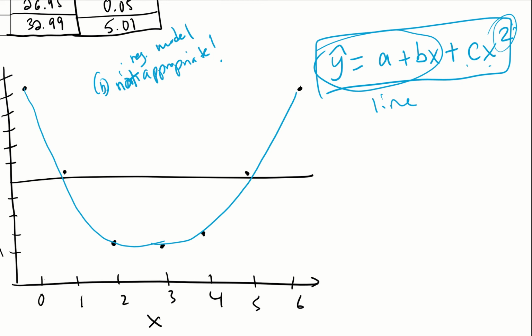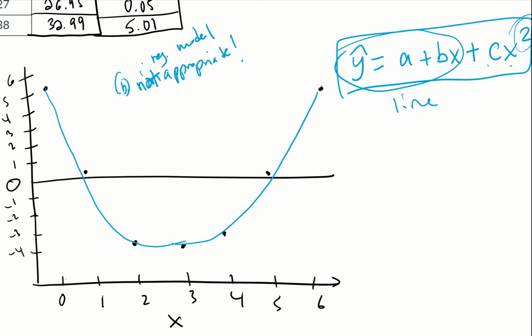But we haven't discussed how to find these equations, right? This is called quadratic regression. This is a very tedious calculation and something that you'll have to do in the calculator to be able to get an accurate model.